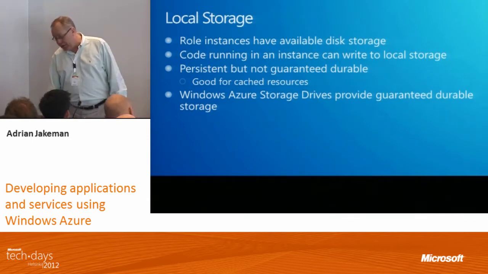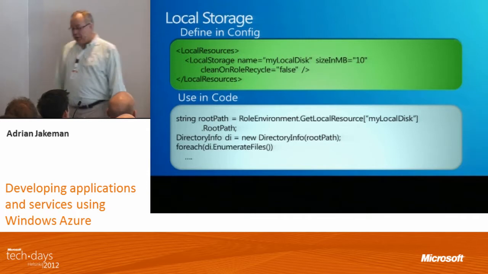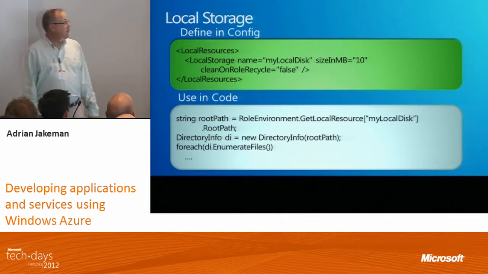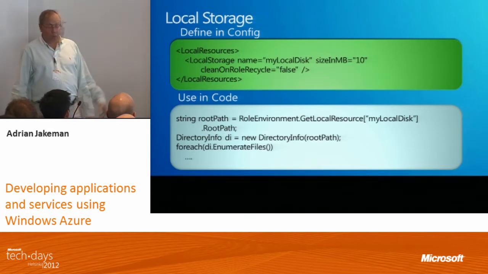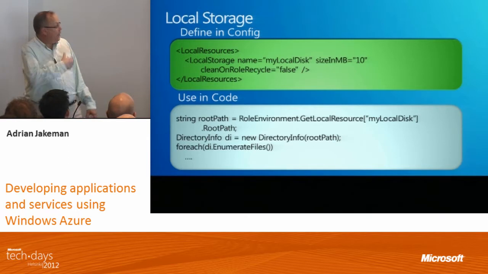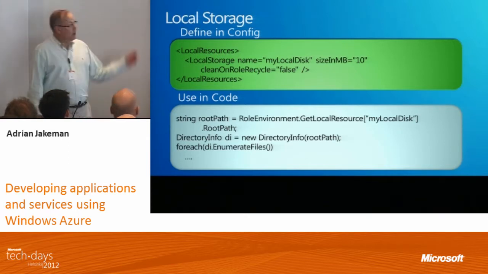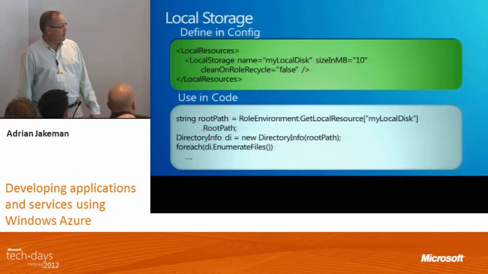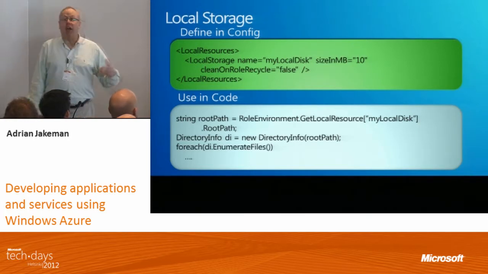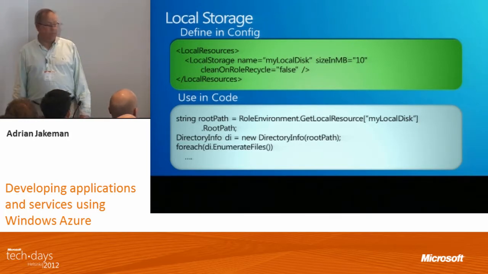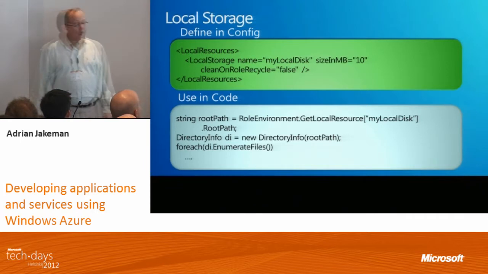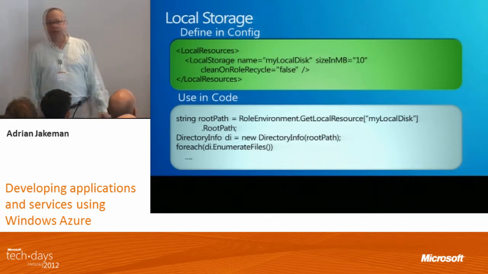But that local storage is available, and I can define it inside my configuration file to say my local storage is called this, my local disk, the size in megabytes is whatever it happens to be, and then I can start to use that in code by using my get local resource, and using it as though it were just a filing system. And I'm sure for those of you who are coders, that's not particularly frightening.